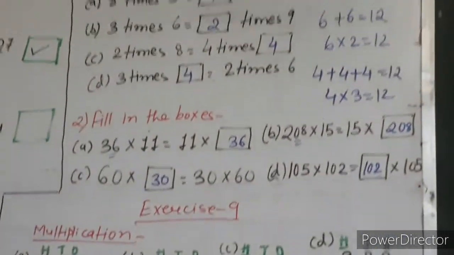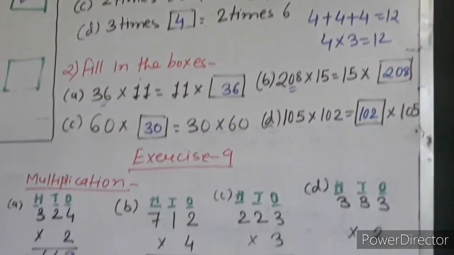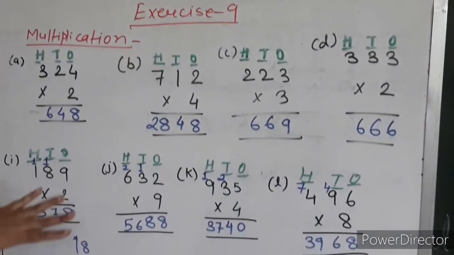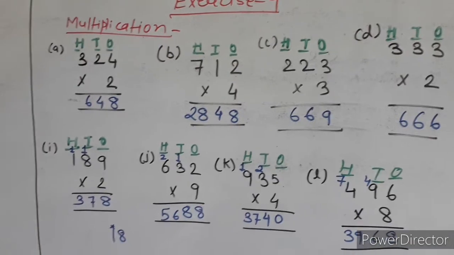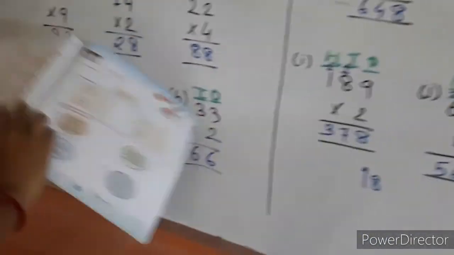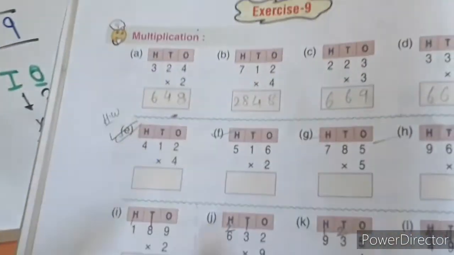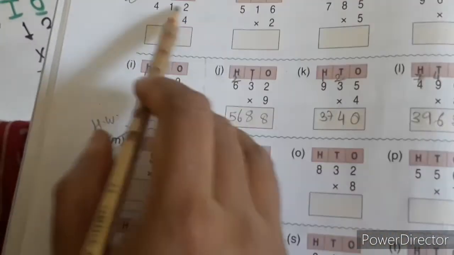Hope all of you understand. I have already shown how you will carry the numbers and the rules. I have already mentioned the video related to this. Hope all of you understand. So in the book, the rest you have to do yourself. I have solved these questions A, B, C, D and I, J, K, L. This line and these 3 lines you have to do yourself.